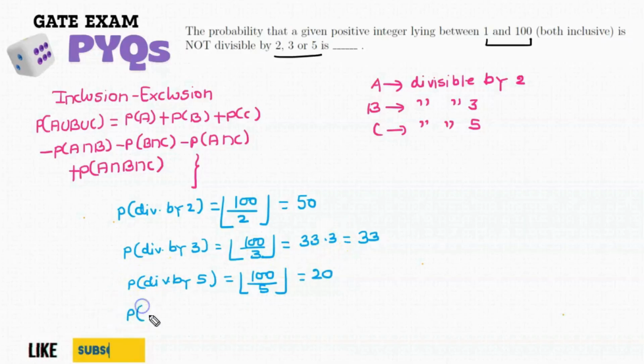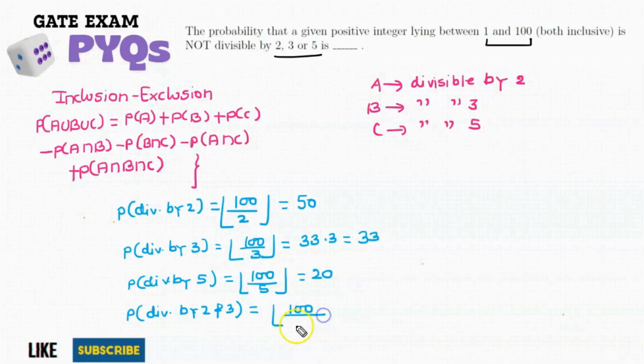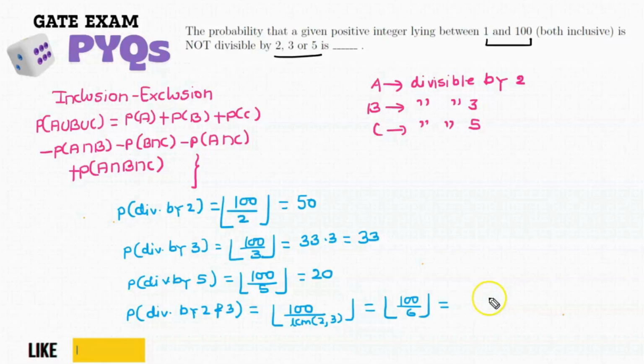When we talk about the probability that it is divisible by 2 as well as 3, in this case we take the floor, and in the denominator, we take the LCM of 2 and 3. So here we get 100 divided by the LCM, which is 6. Simplifying this, we'll get 16 only. Only the integer we have to consider, because that is the output of the floor function. So if we have two numbers, we take the LCM.